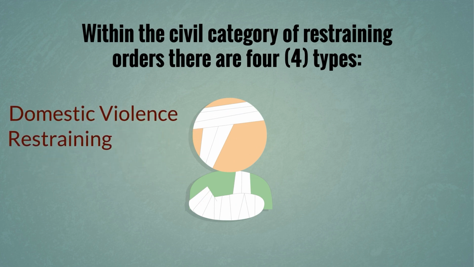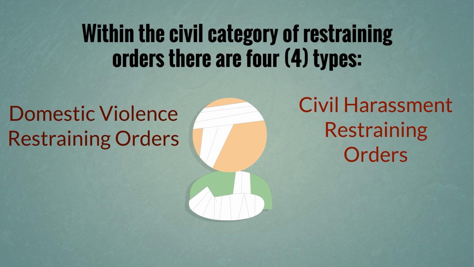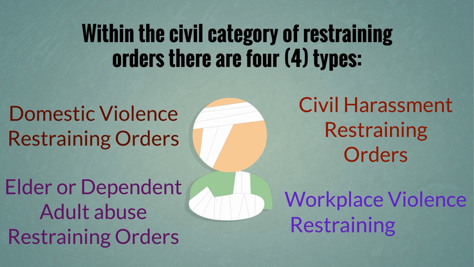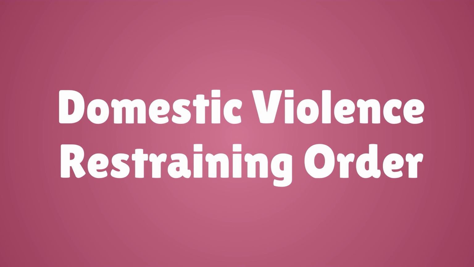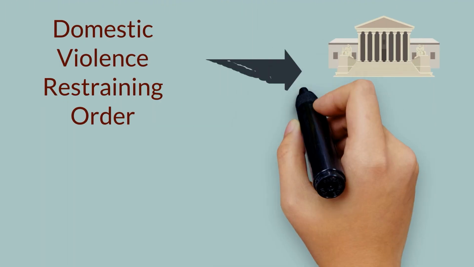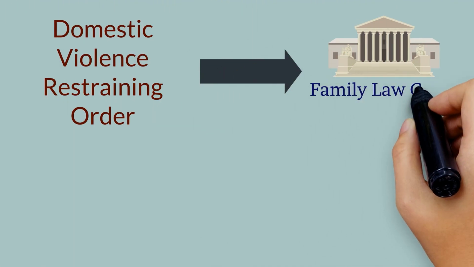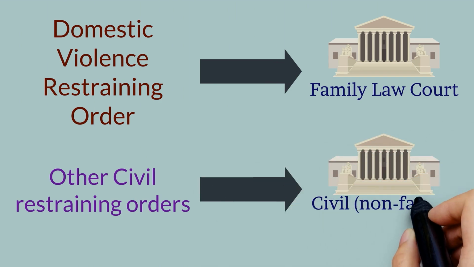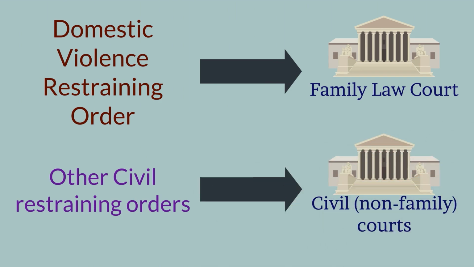1. Domestic violence restraining orders. 2. Civil harassment restraining orders. 3. Elder or dependent adult abuse restraining orders. And last, workplace violence restraining orders. The domestic violence restraining order is issued in family law court. The other civil restraining orders are issued by civil, non-family law court.